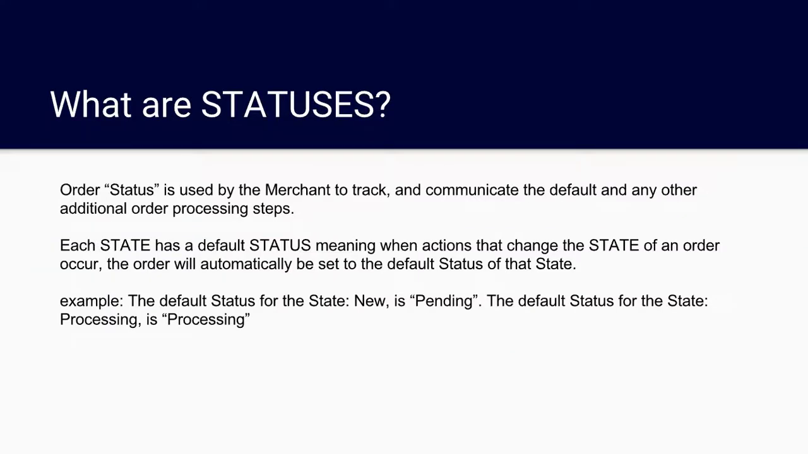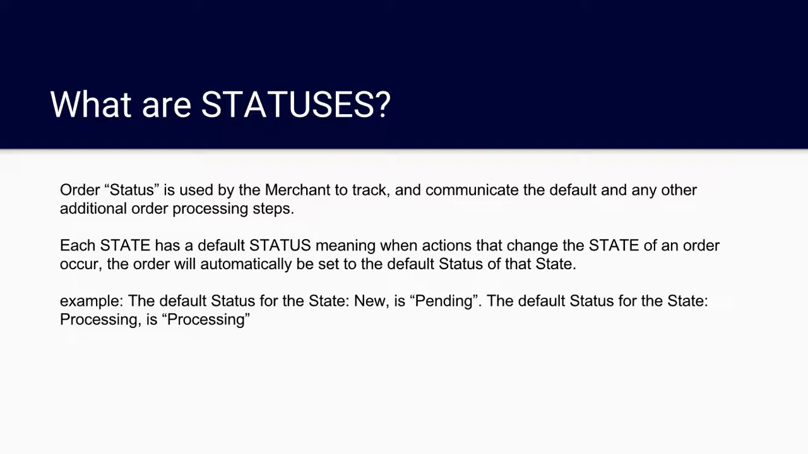So now let's talk about what order statuses are. Now that we understand states, an order status is actually used by the merchant to track and to communicate the default and any other additional order processing steps to the customer or to their staff. Each state has a default status, meaning when actions that change the state of an order occur, the order will automatically be set to the default status of that state. This is a little bit confusing, but I'll walk through this a bit more. Here's just a basic example.